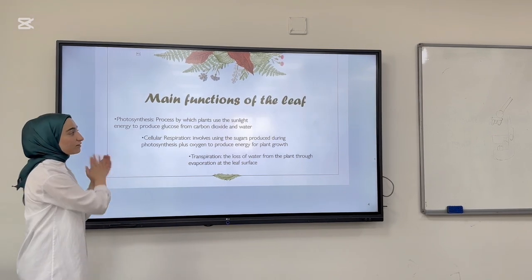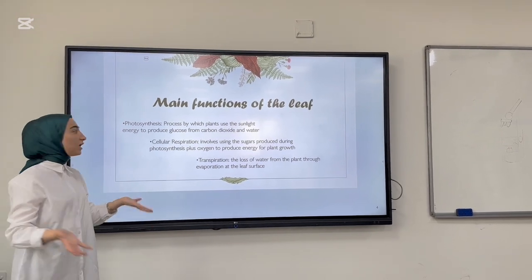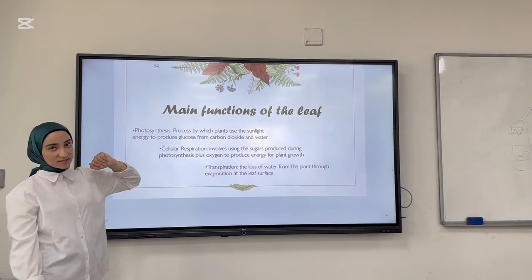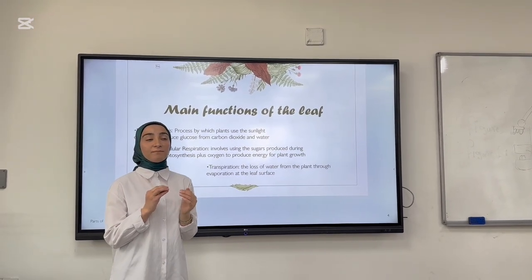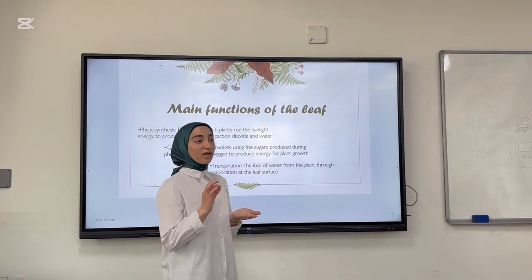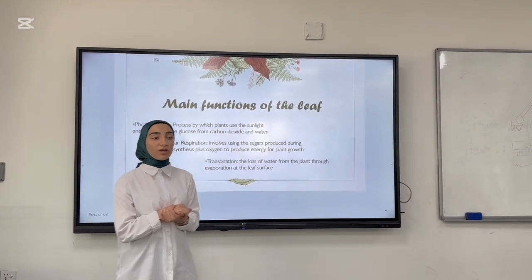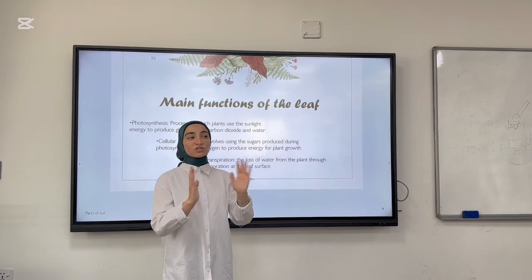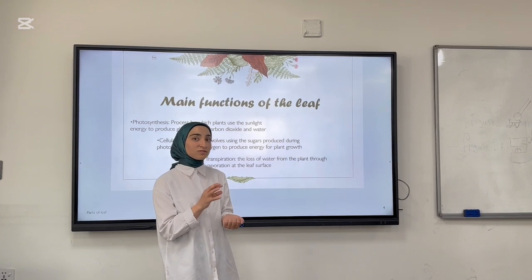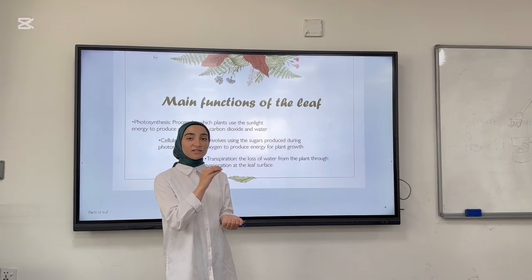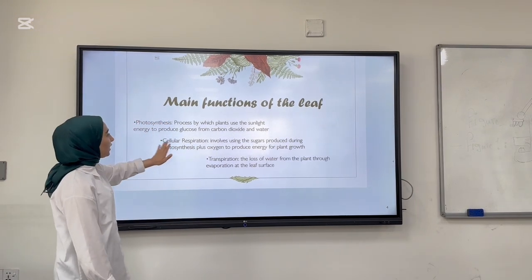So, the functions of the leaf. What is the function of the leaves? The first function is photosynthesis. As I said, photosynthesis happens in the plant, but specifically in the leaf part of the plant. In the leaf we have the chloroplast, which contains chlorophyll, and through the process of photosynthesis the plant makes its own food.